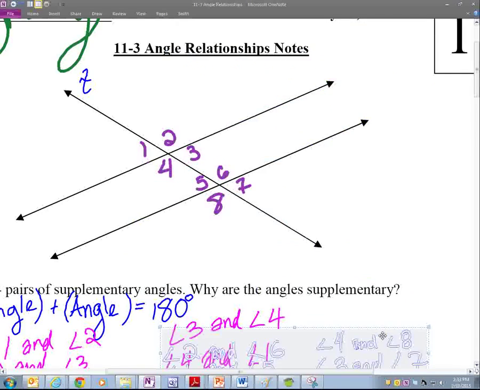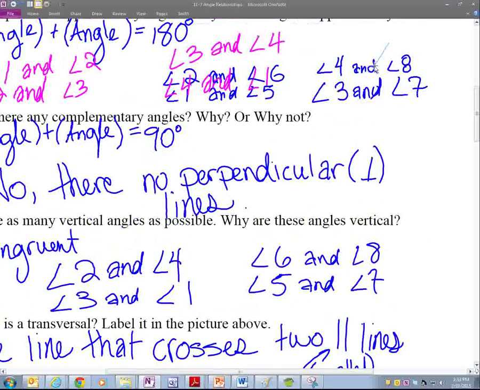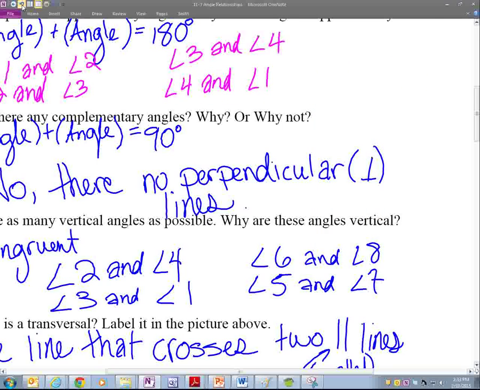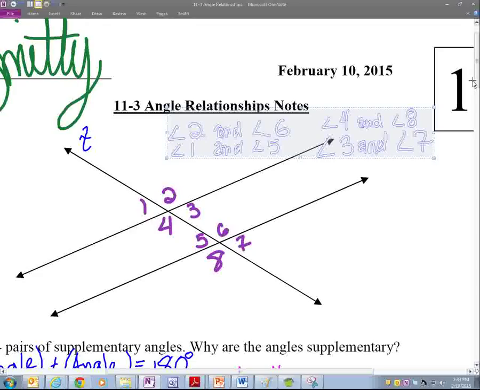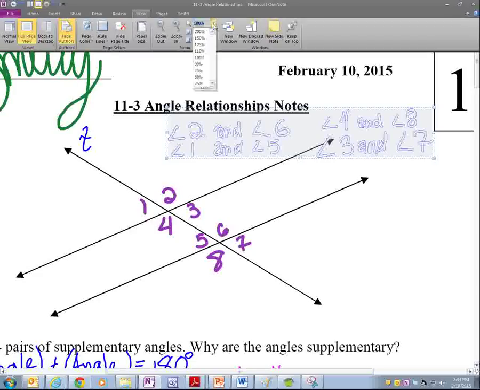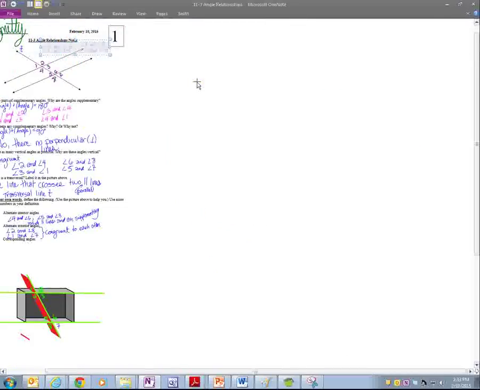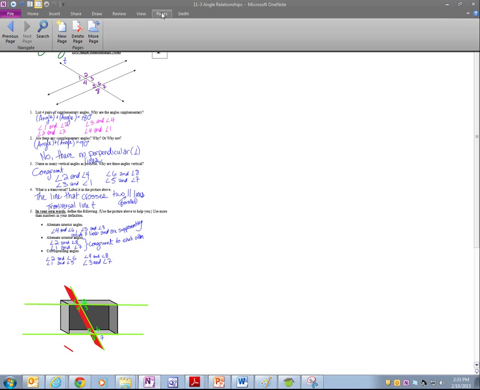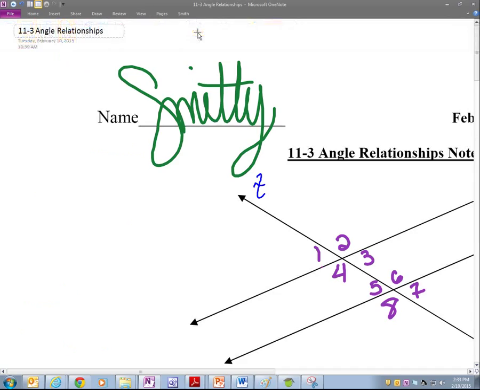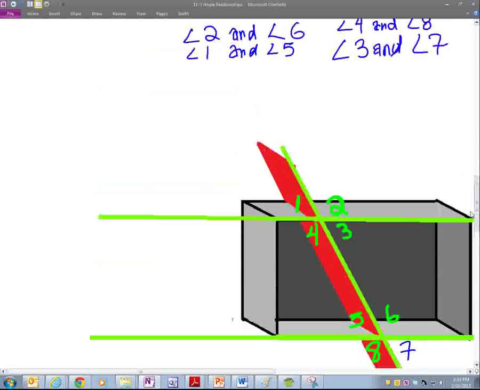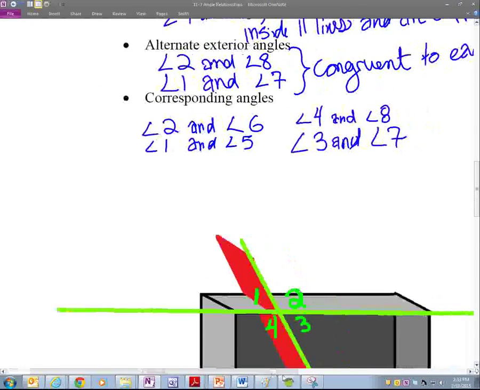I'm going to bring us down where we're working. Zoom out. Angle 3 and angle 7. So those are all of them.